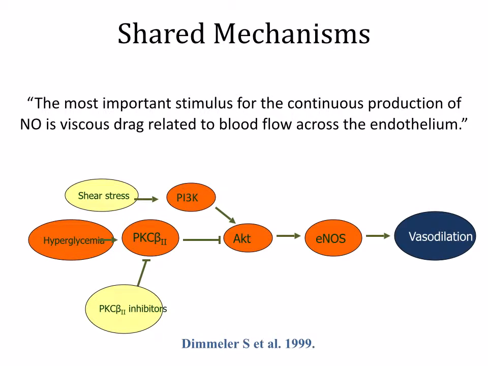The most important stimulus for the continuous production of nitric oxide is viscous drag, which creates something called shear stress. This is related to blood flow across the endothelium. Shear stress increases the expression of eNOS, which in turn causes vasodilation. Conditions such as hyperglycemia and insulin resistance have an inhibitory effect on vasodilation via eNOS suppression. Similarly, regulatory kinases involved in these pathways are also affected in disturbed inflammatory and insulin signaling.